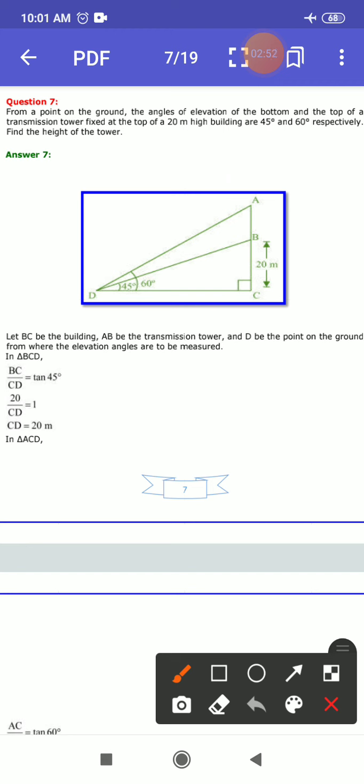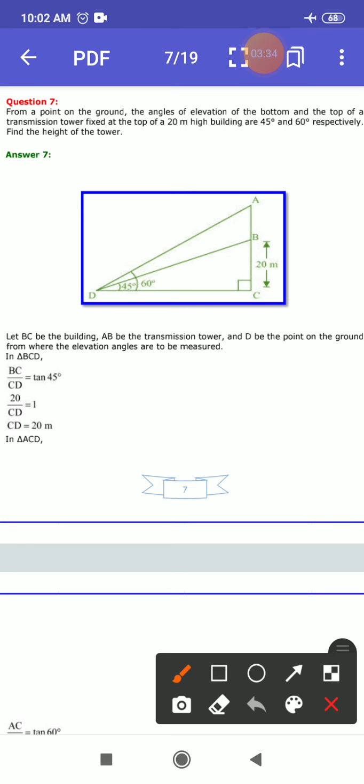So we have to express these things with the help of some lines. Let BC be a building, AB a transmission tower, and D the point on the ground from where the elevation angles are to be measured. Two angles are formed, the first for the top of the tower and the second for the bottom of the tower. For the first, consider the triangle BCD.